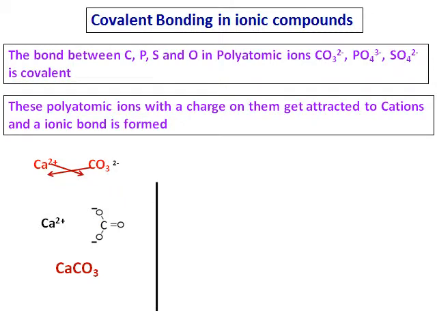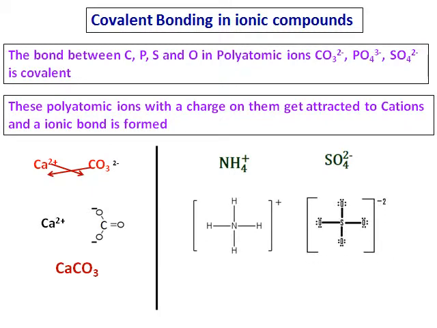So calcium carbonate is an ionic compound, but the bonding in the carbonate ion, the CO3 2 minus ion, is covalent. Similarly, there is one more compound I have written there, the ammonium ion and sulfate ion. The ammonium ion individually has all covalent bonding as shown there. The sulfate ion individually has all covalent bonding. The bonding between sulfur and oxygen is covalent. But when these two come together, a positive ion and a negative ion, they form an ionic bond.